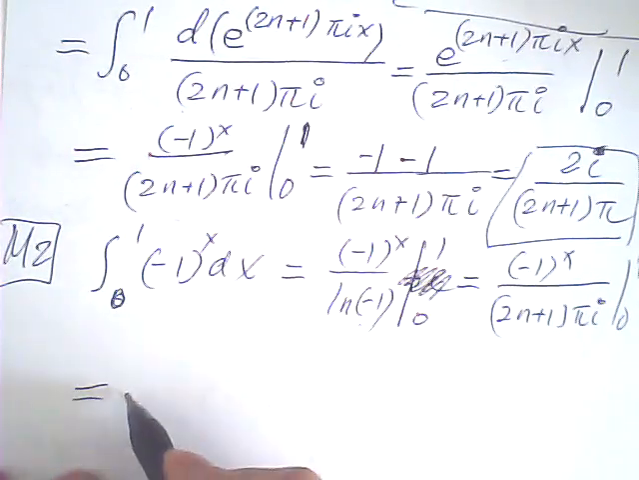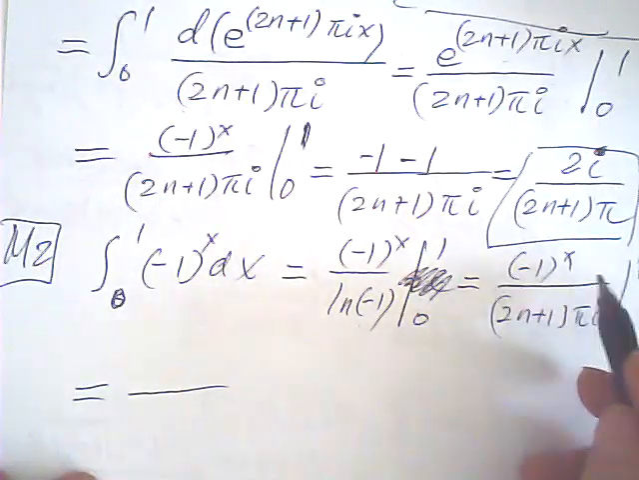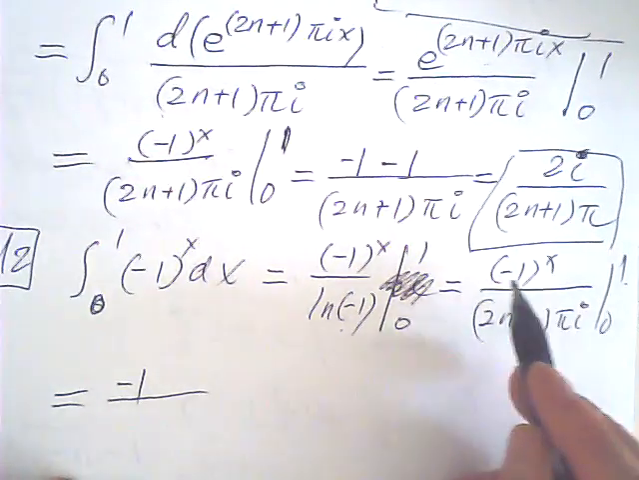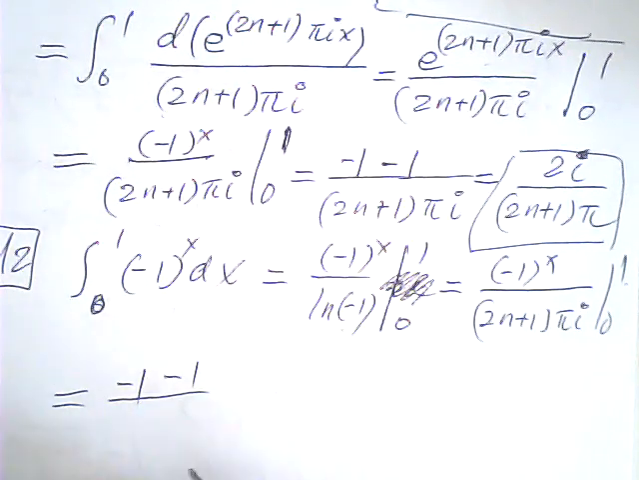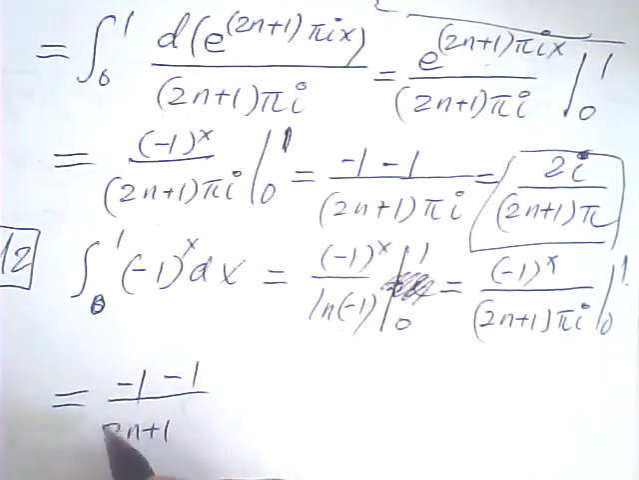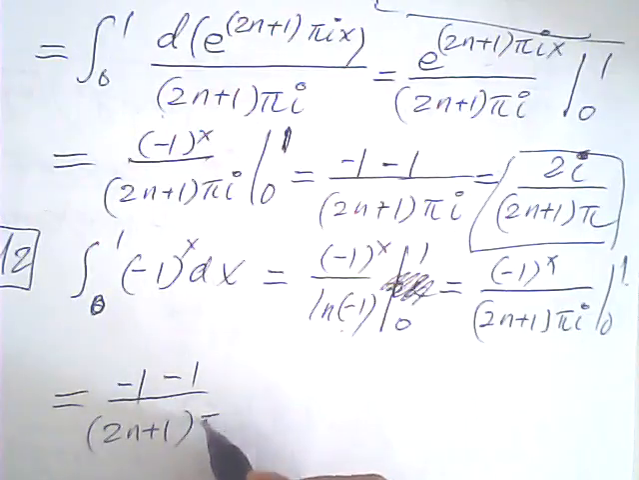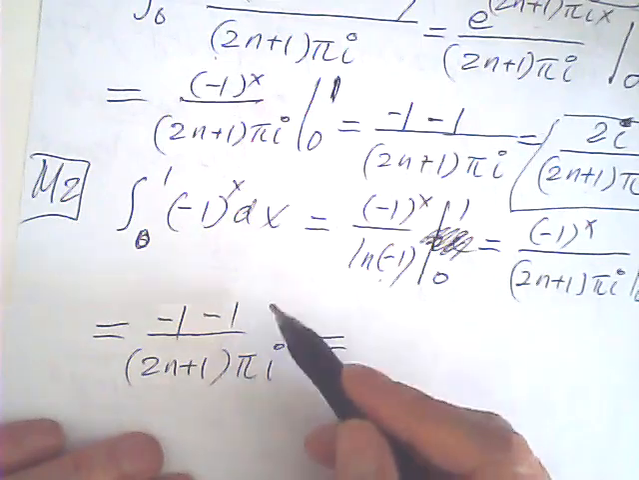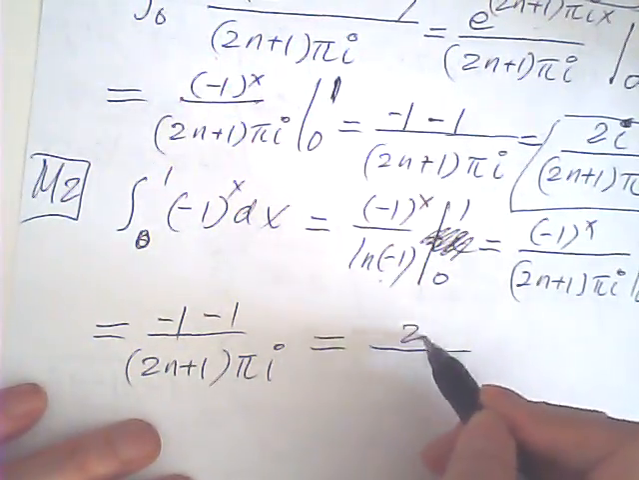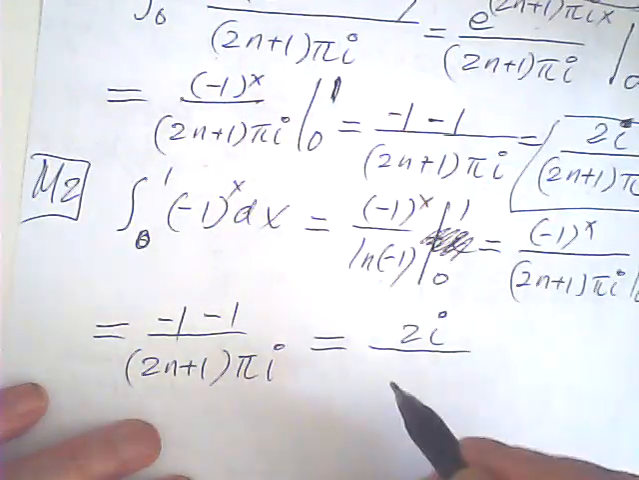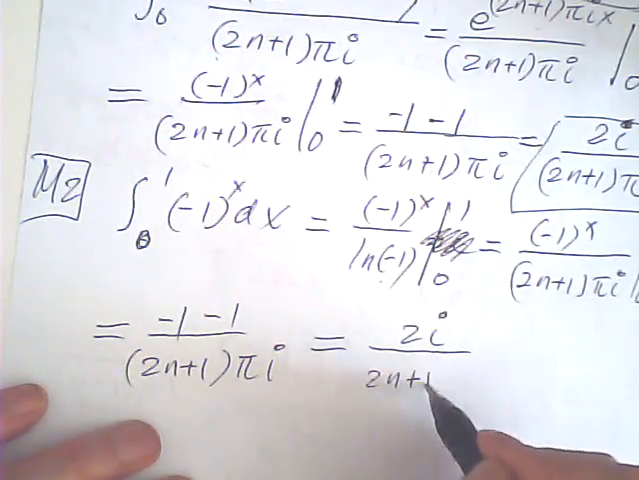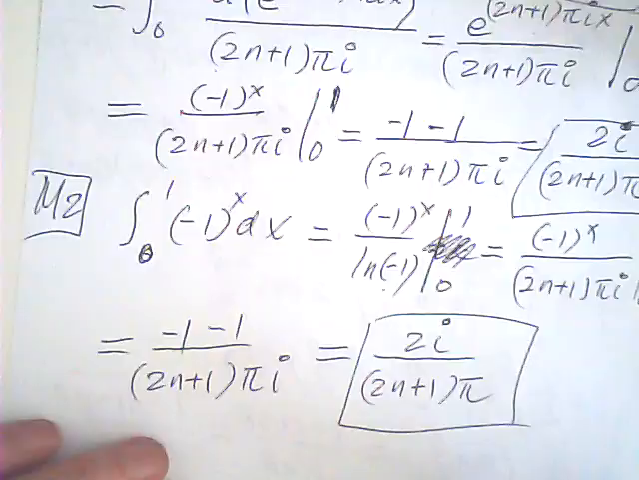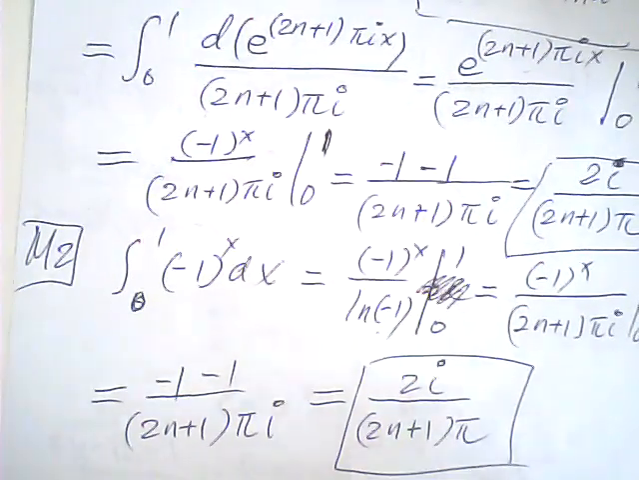So this one is equal to, when x equal to 1 it is negative 1, when x equal to 0 it is 1. So this is over (2n plus 1) pi i. And multiply by i, both top and bottom. You get 2i over (2n plus 1) pi. Wow, we get the same result by method 2.